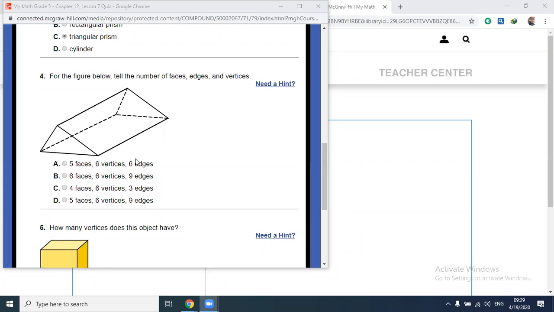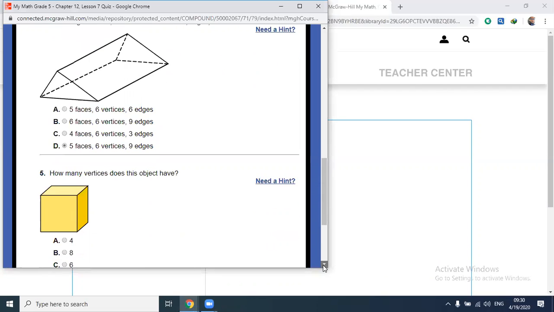The answer of this, how many faces, vertices, and edges? Can you see here? This has 5 faces, and it has 6 vertices, and it has 9 edges. Yes, excellent, Khalid. Excellent, my friend. Wonderful. Okay, next one, number 5, and the last one.